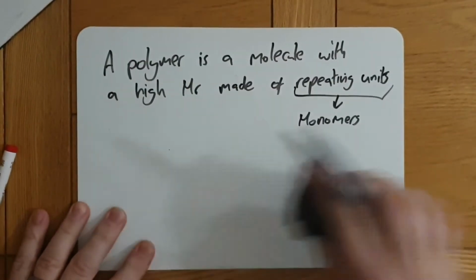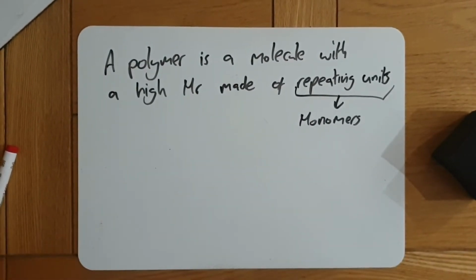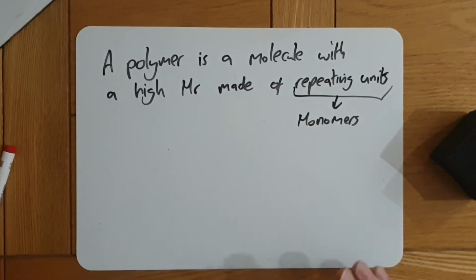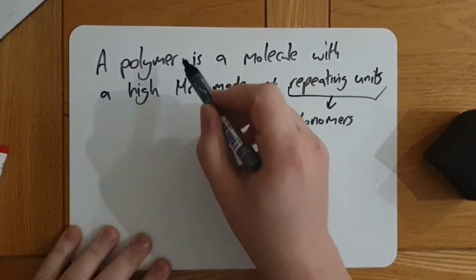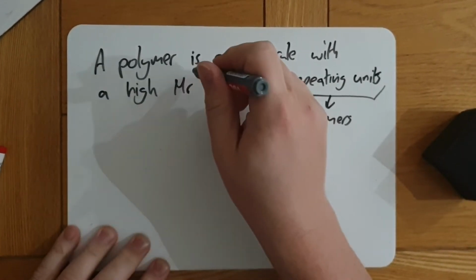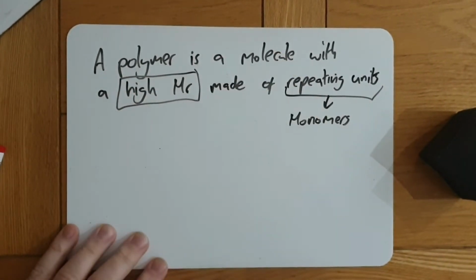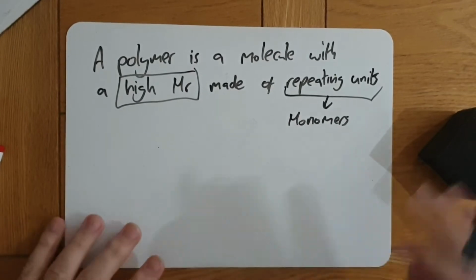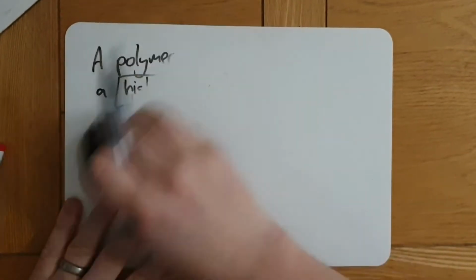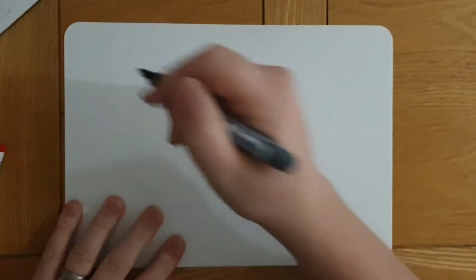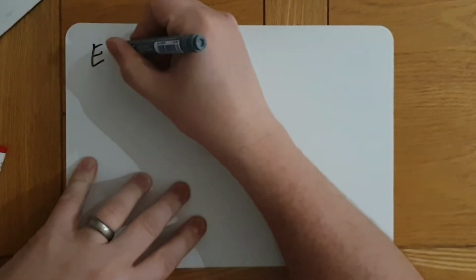So a polymer is made of many monomers. I'm going to show you one as an example. It's made of loads, right? And because these molecules are massive, huge, long chains, that's why they've got such a high MR, because they're made of loads and loads and loads of these things. They virtually carry on forever, right? So I'm going to start with a nice simple one. I'm going to draw you ethene.